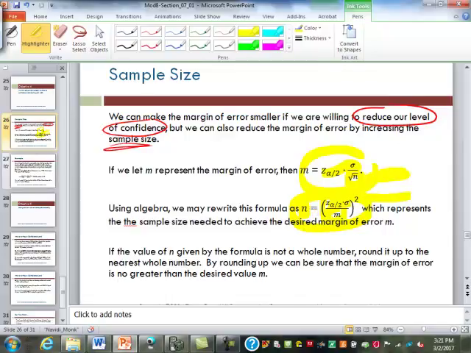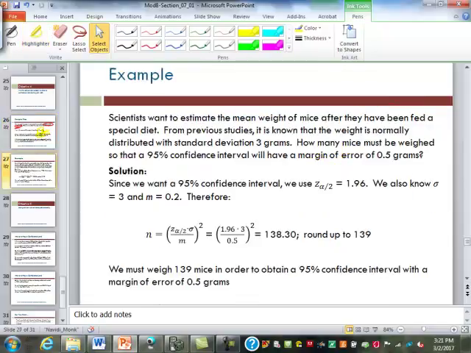So how do we apply that formula? Let's look at an example. Scientists want to estimate the mean weight of mice after they have been fed a special diet. From previous studies, it is known that the weight is normally distributed. Normally distributed means we don't have to worry about our sample size. And the standard deviation is 3. So we know the population standard deviation, 3 grams. How many mice must be weighed so that the 95% confidence interval will have a margin of error of 0.5 grams? Now it should say 0.5 grams or less.